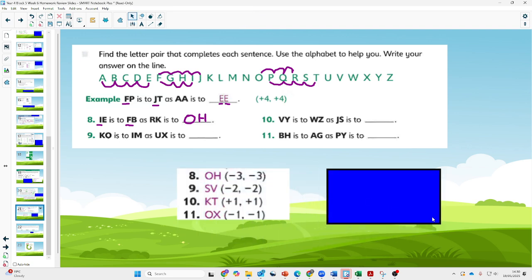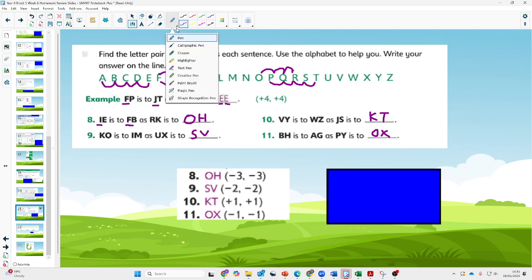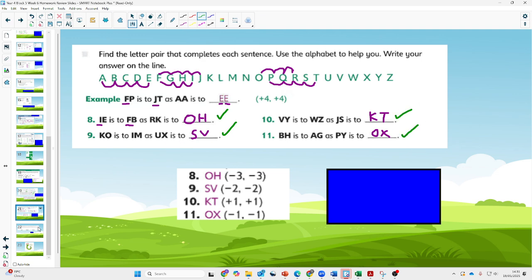Let's just double check on our answers here. There we go. So the really important thing is to make sure that we do go from the first letter of each pair, then the second letter. So number 9 should have given us SV, it was minus 2, minus 2. Number 10 should have given us K and a T. And then number 11 was an O and an X. So well done if you did get all of those correct. One of the things we did talk about in class as well is also learning our mirrored letters for those ones. But well done if you managed to get those right.